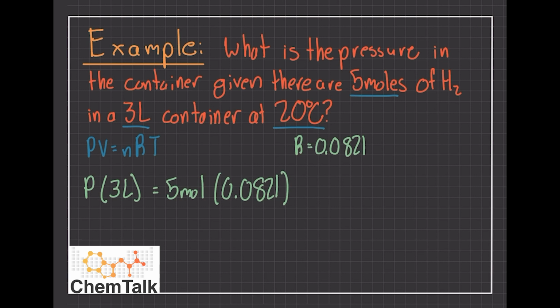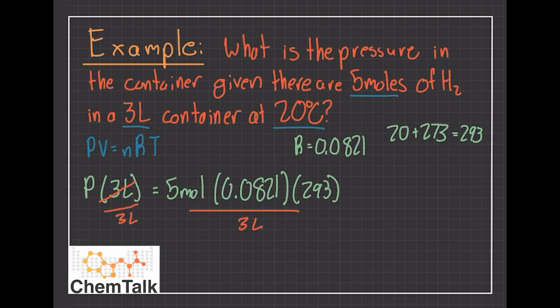Now for temperature, we have to remember temperature must be in Kelvin. So the conversion from Celsius to Kelvin is you add 273 to Celsius to get Kelvin. So 20 plus 273 is 293 Kelvin. And from there, we know our missing variable, P, for pressure. All we have to do is move the volume to the other side of the equation by dividing by itself and then solve for pressure. I've already done this, but you can stop here and do the math. But we found that pressure equals around 40.1 atmospheres.